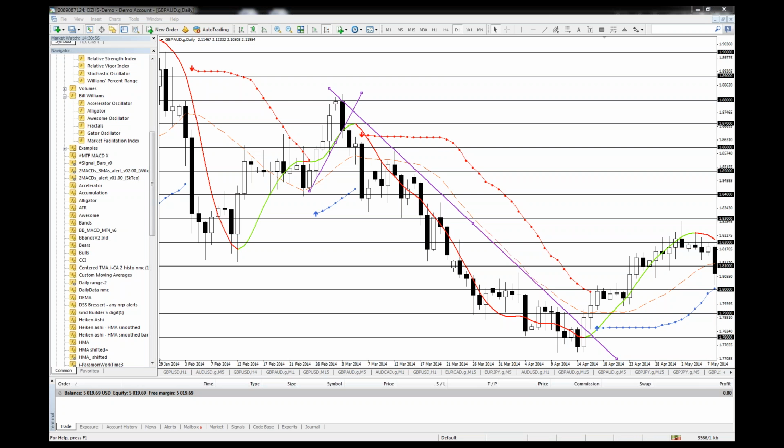Now, the reason that I'm entering here is because basically Lou is showing us the entries, like on a pullback, right? So I mean, this opened.